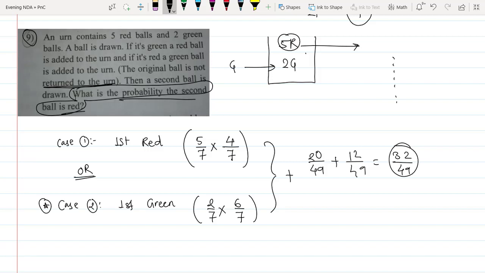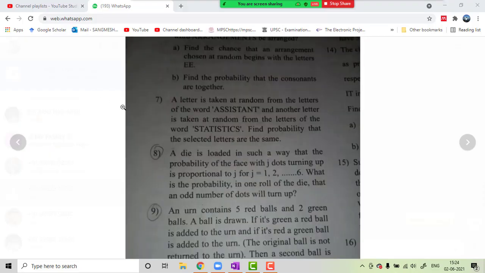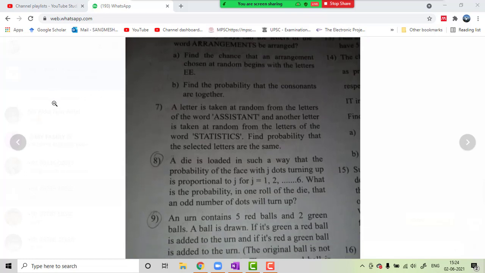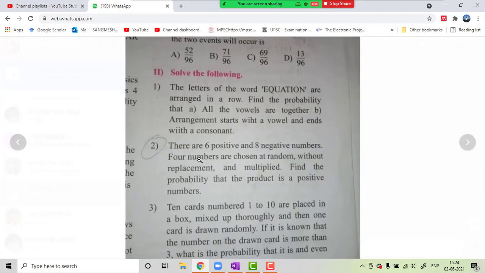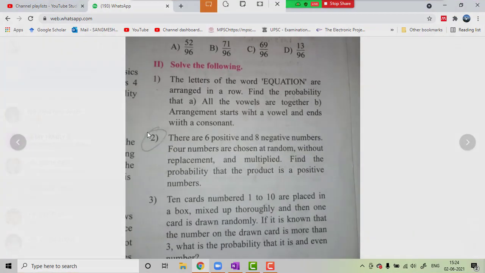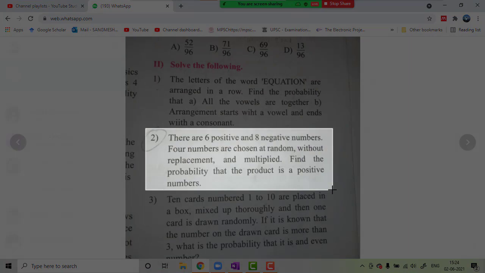The one with 10 cards numbered from 1 to 10? Placed in a box, mixed up thoroughly, and then one card is drawn randomly. If it is known that the number on the drawn card is more than 3. You circled the second one. Okay. It is also a good question. Yeah, we will take that. This one? Yes sir. See here.